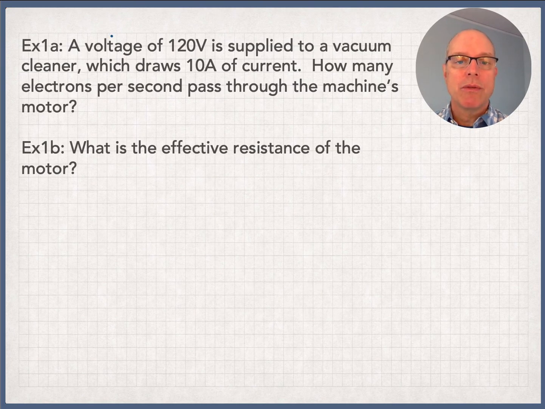Here's an oldie and a goodie, something like this. If I have a voltage of 120 volts passing in 10 amps of current, they're asking us how many electrons pass through the machine's motor.